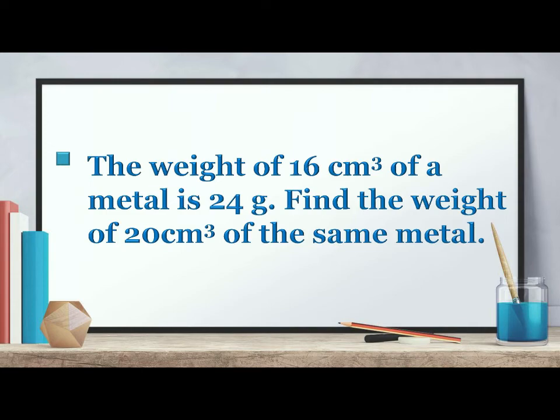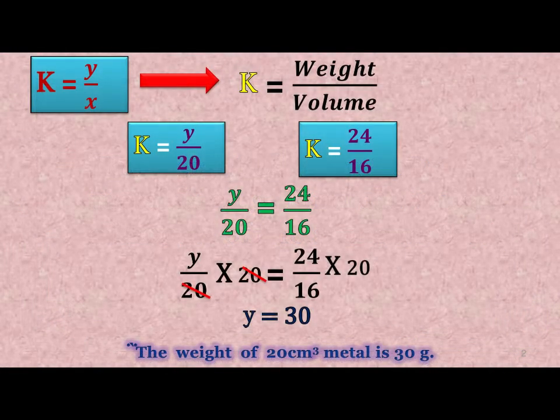Right. The third example. The weight of 16 cubic centimeters of a metal is 24 grams. Find the weight of 20 cubic centimeters of the same metal. Right. The two different quantities are the weight and the volume. Then we can write two equations with K. K equals Y over 20 and K equals 24 over 16. The unknown term is the weight of 20 cubic centimeters of this metal, so we will take it as Y.